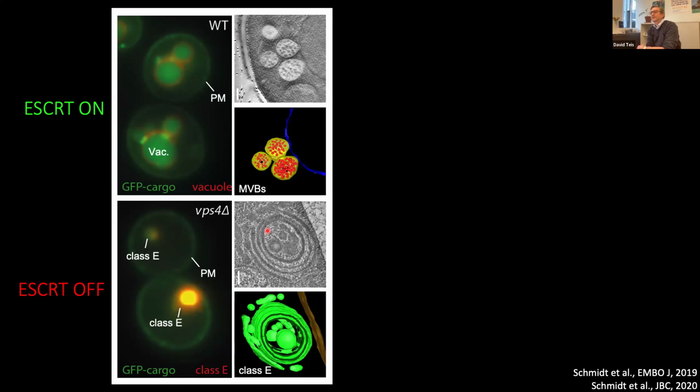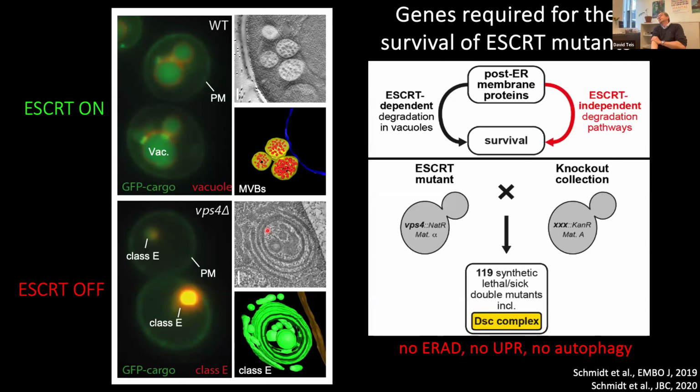Being in Scott's lab and being a geneticist, I thought that when I start my lab, we will do genetic screens. We'll just ask, are there components in the yeast genome that are required for the survival of ESCRT mutants? And if so, what are these components? This is what Olli Schmidt, the postdoc in my lab, who is now an independent group leader, started to do. He simply crossed ESCRT mutants against the entire yeast knockout collection and tried to identify which genes were essential for the survival of ESCRT mutants. And the screen returned 119 synthetically sick or synthetically lethal mutants.